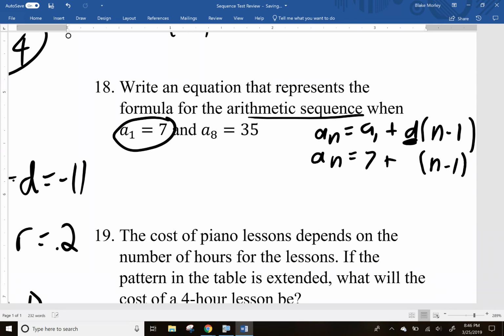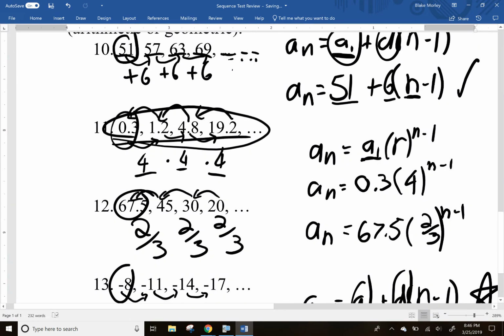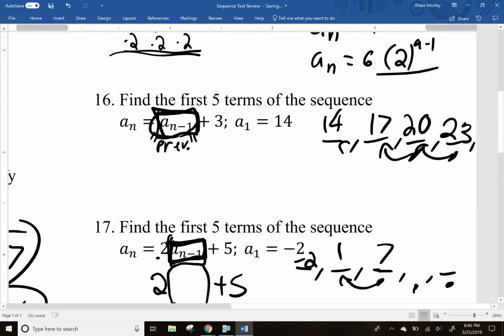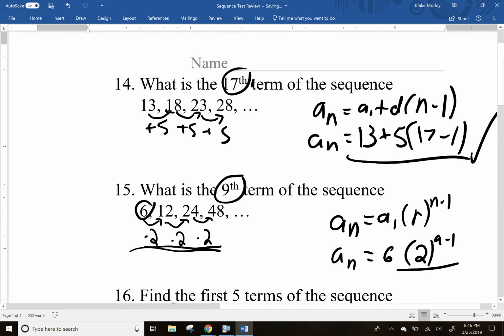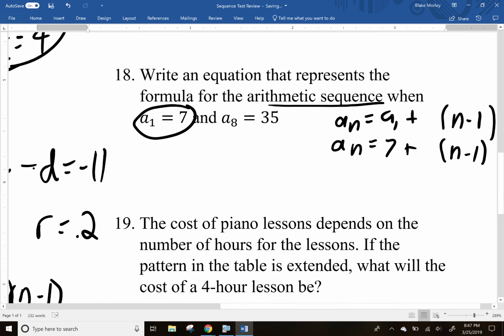I know I'm going to leave n minus 1 alone because remember, it's just like these problems over here where I was just trying to write the formula. So I didn't really plug anything in for n. I'm not going to plug anything in for n unless it asks me for a certain term like it does here. That's when I plug in those numbers for n. But it's not asking me for that. It's just asking me for the equation, right? So I'm going to leave the n alone.